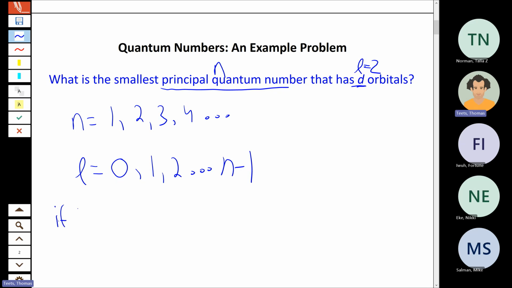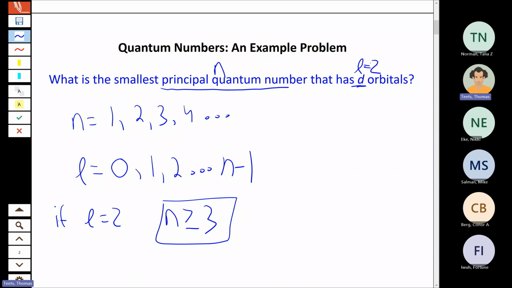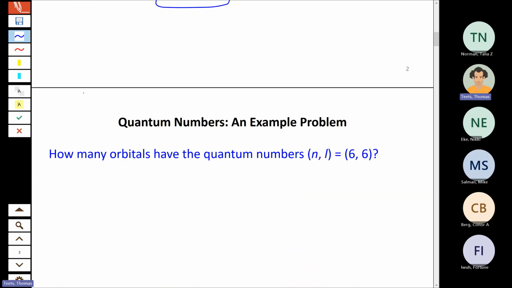So if l equals 2, working backwards through these relationships, n needs to be greater than or equal to 3. If n was equal to 1 or 2, you could not possibly have l equals 2. That would be too large of an l value for the first or second shell. Only when n equals 3 or higher would l be able to equal 2. Those are the only times you would see d subshells. So that's one example that goes through relationships between quantum numbers.